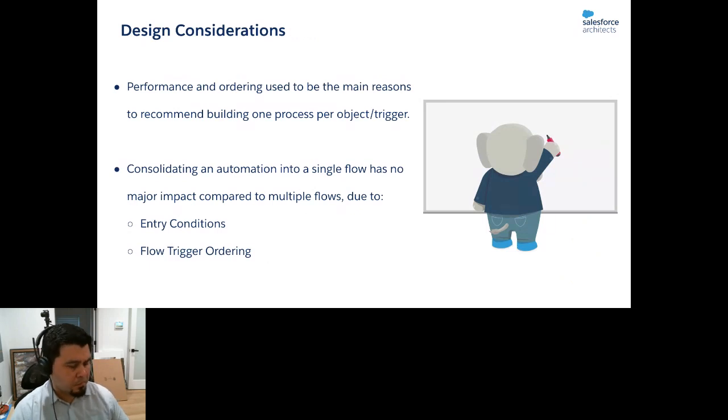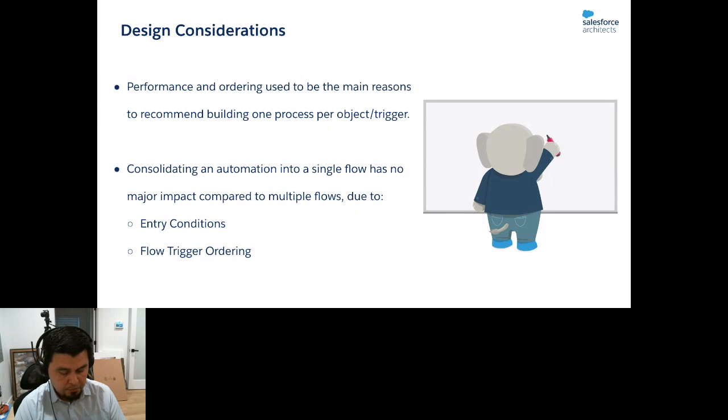So some of the design considerations, right? Performance and ordering used to be the main reasons. Like I said, you would recommend building one process per object. But consolidating an automation into a single flow doesn't have any impact compared to multiple flows. Now that you can order, there's flow trigger ordering, there's entry conditions, and like I said, there's even other tools like Orchestrator, but there's no performance hit by using these types of tools, right?